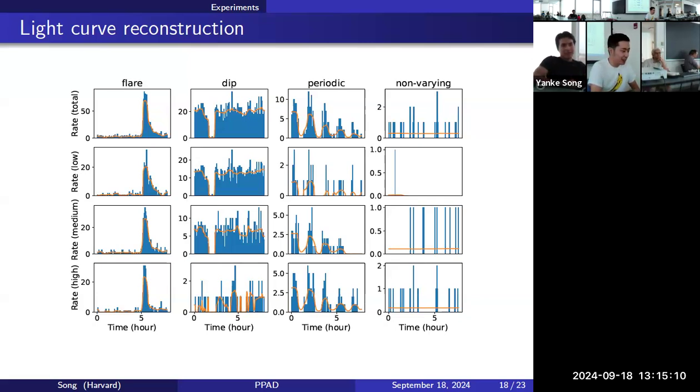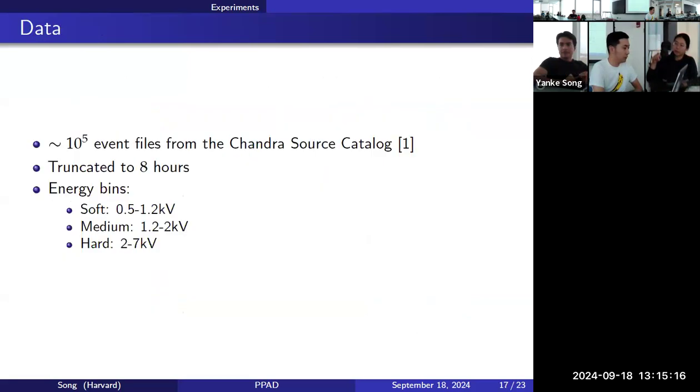I have a question about your training data. You said you have 10 to the 5 event files. Do you remember by how many orders of magnitude the total count rate in those event files varied within the 8 hours that you picked? A very large range, from as few as less than 10 counts to as many as 10,000. Okay, thanks. But because of this AutoDecoder approach, we don't have to worry about different numbers of counts anymore.